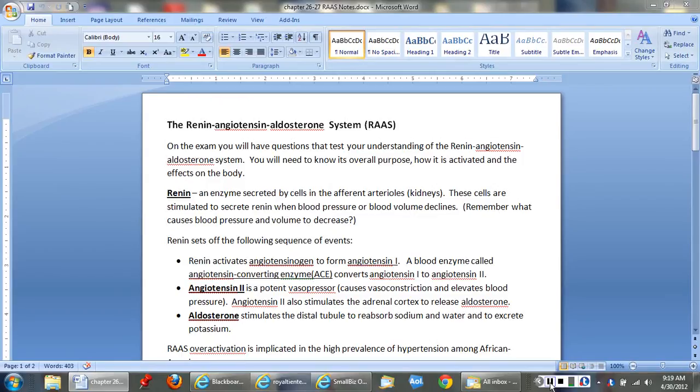So aldosterone is similar to ADH? In a sense, yeah. They're slightly different in that aldosterone causes the excretion of potassium. Okay? So aldosterone tells the kidneys to reabsorb sodium and water. Water follows. But aldosterone also causes the excretion of potassium. And why would that be important also?